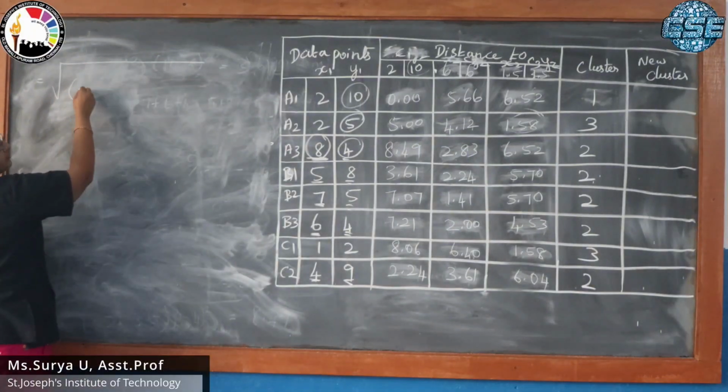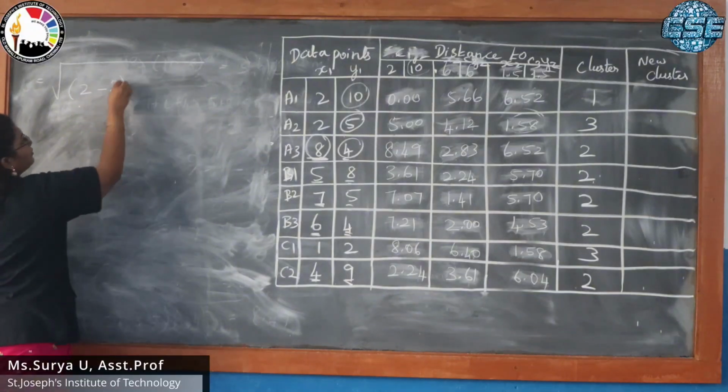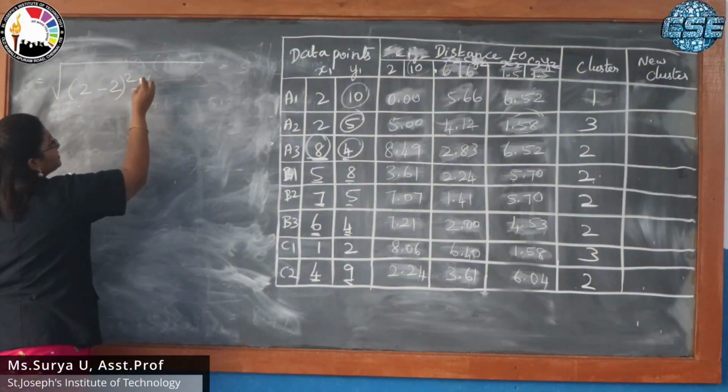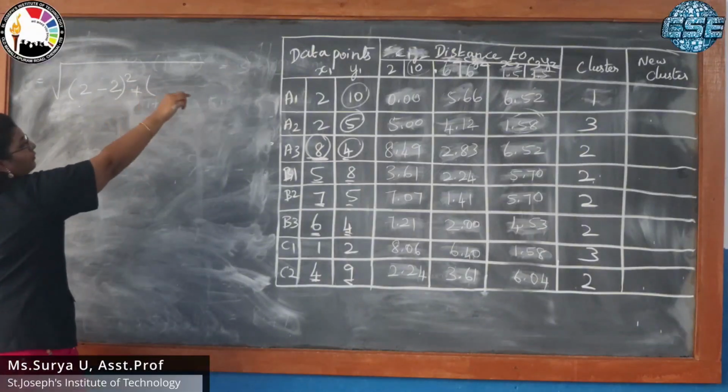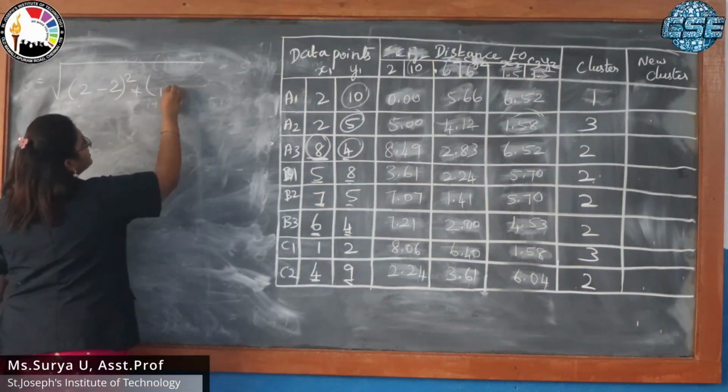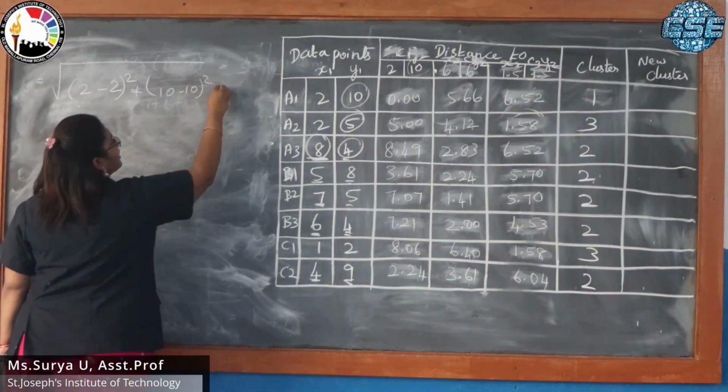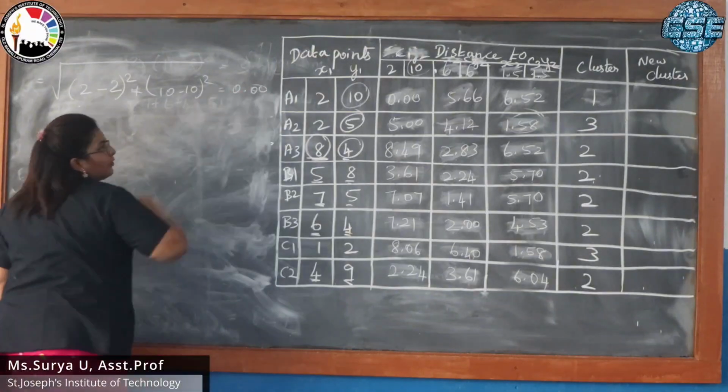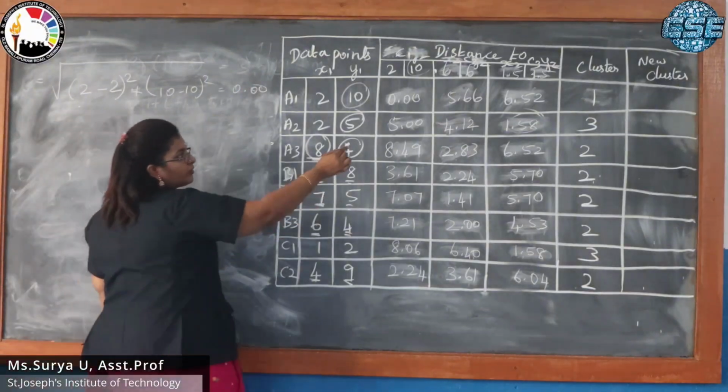So what is your x1? What is your x2? 2. So x1 is again (2 minus 2) the whole square plus what is your y2? (10 minus 10) the whole square. So again your value will be 0.00. So I have written 0.00.